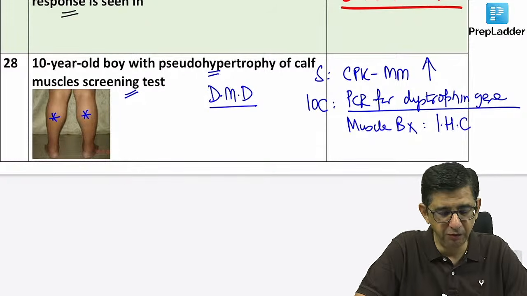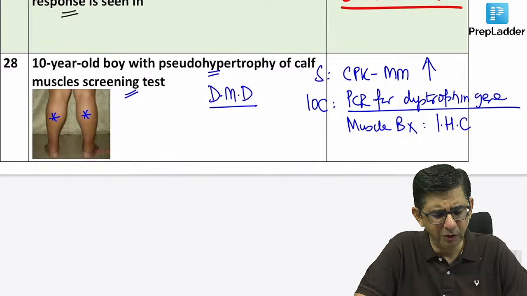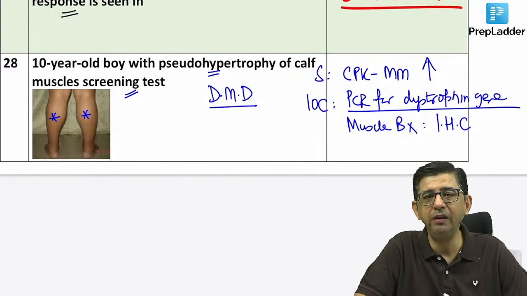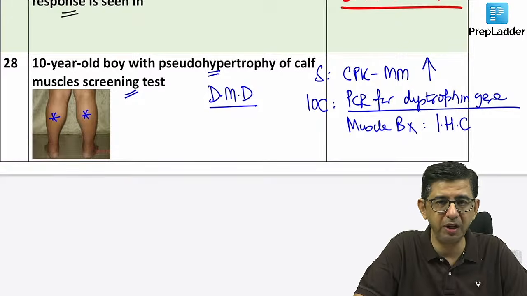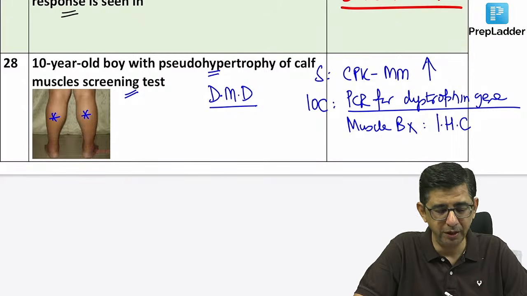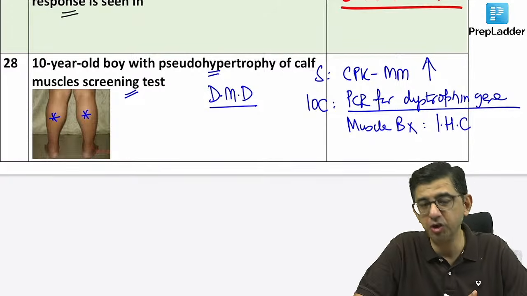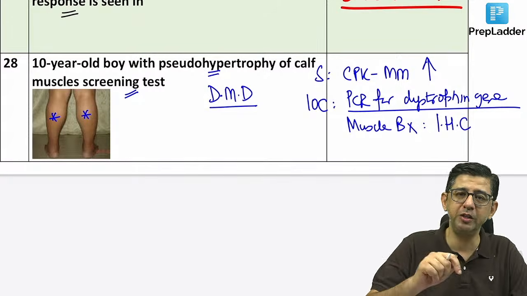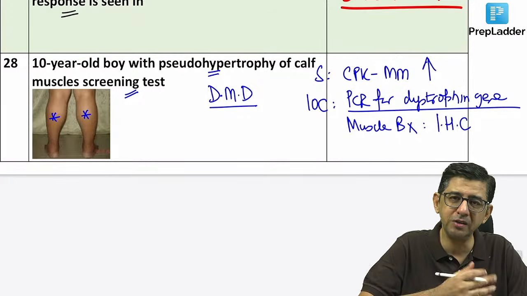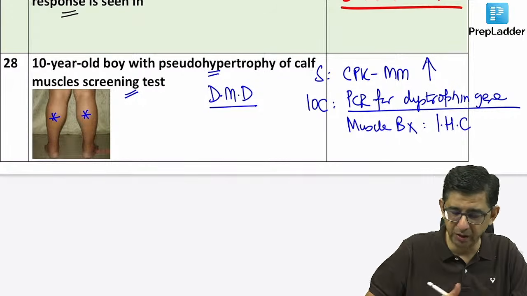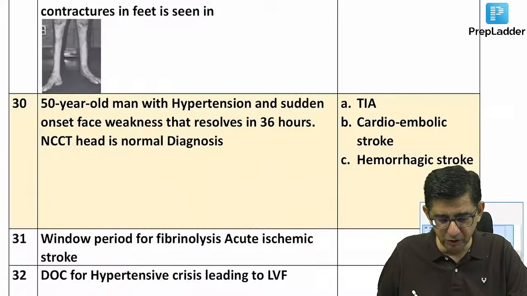So it is PCR for the dystrophin gene. And it's not the gene that is absent, it's the protein that is absent. This is a sarcolemmal protein that regulates calcium entry into the muscle. The statement is that dystrophin protein is absent, not dystrophin gene. The gene is there, but it's malfunctioning, that's why the protein is defective. Okay, we sorted this one.